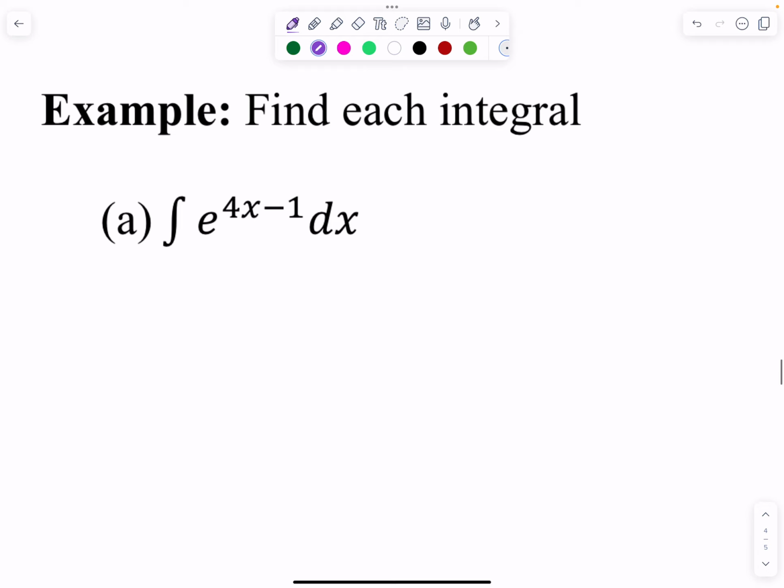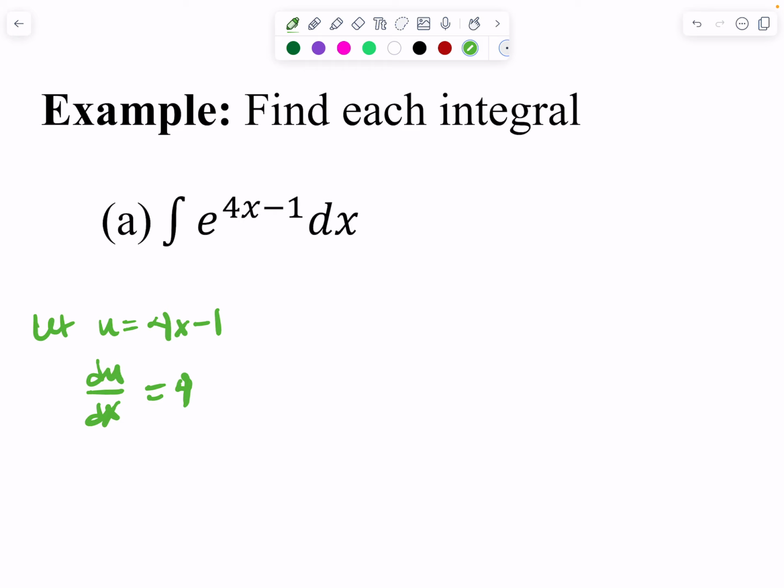Okay, so now integrating with functions that have e to the x. The integral of e to the x is e to the x plus c. So anytime something else is happening to the e to the x, all we have in our toolbox is to try a u sub. So let's let u, in this case, equal 4x minus 1, because then the derivative of u with respect to x would just be positive 4.